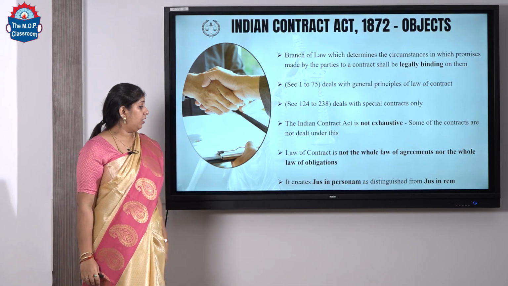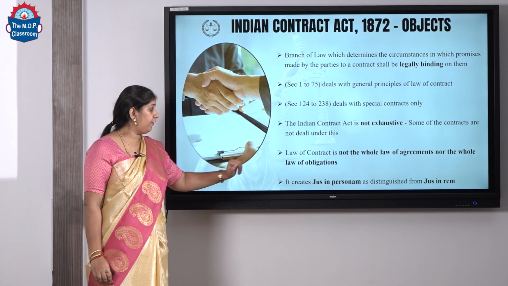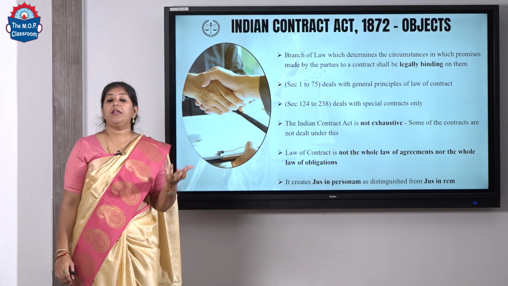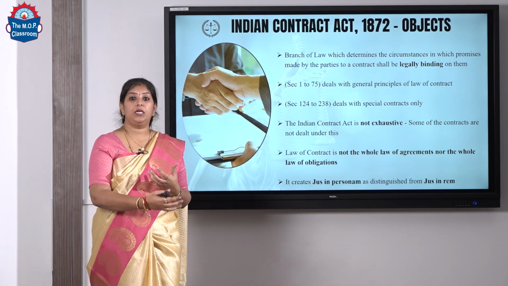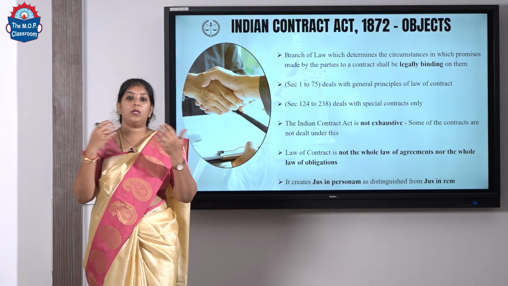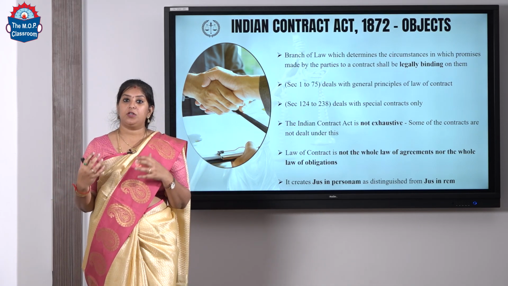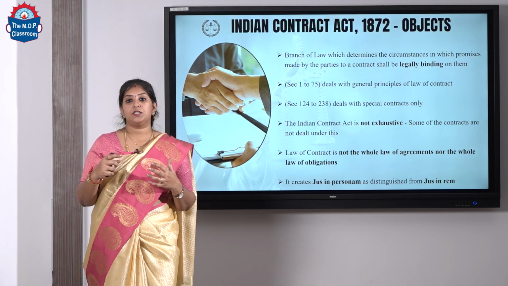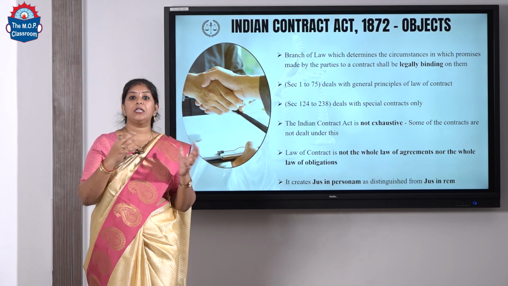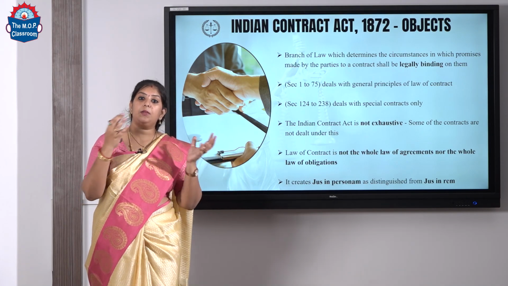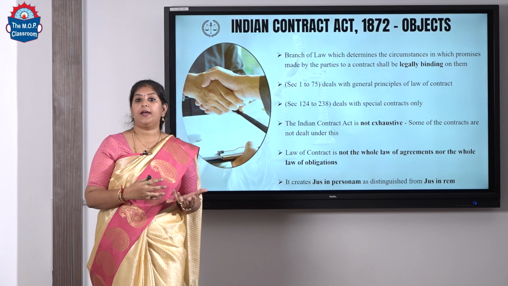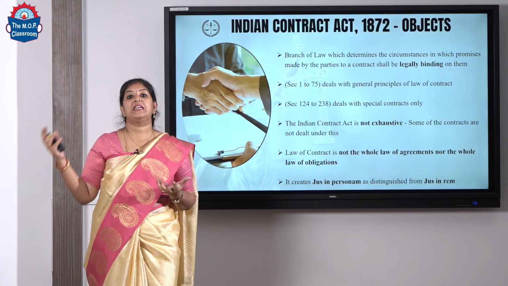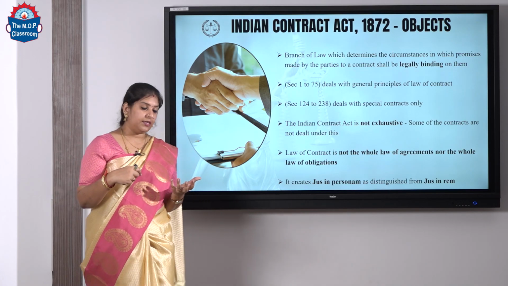And then the law of contract is not the whole law of agreement, nor the whole law of obligation. That is, whatever agreement is entered into under the Indian Contract Act will not automatically give rise to an obligation, whereas whatever legal obligation that is there will not necessarily arise from an agreement also. So we cannot completely say that whatever agreement is created under the Indian Contract Act will lead to an obligation, or that whatever obligation is there will necessarily arise from an agreement only under the Indian Contract Act.